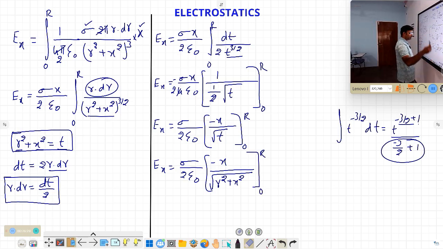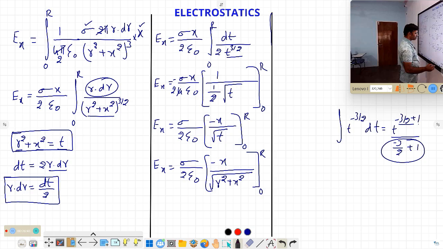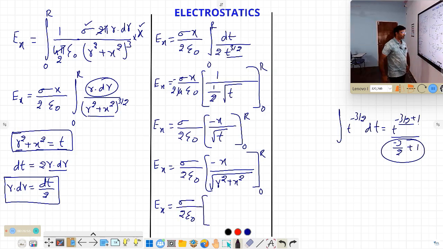Now again, if you write this in this form, Ex equals sigma by 2 epsilon naught into upper limit minus lower limit. x is constant, and the variable r changes from the center to the edge. The center is 0 and the edge is the radius, so I replace small r with capital R. The first term is minus x by under root of capital R square plus x square. Next, minus of minus becomes plus, plus x by the value at r equal to 0.